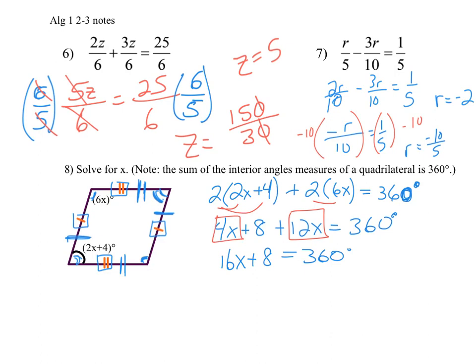I'm going to subtract 8 from each side. I'm going to have 16x is equal to 352 degrees. And then x is going to be equal to 352 degrees over 16. Full disclosure, I'm going to enter that one into my calculator. x is equal to 22 degrees.